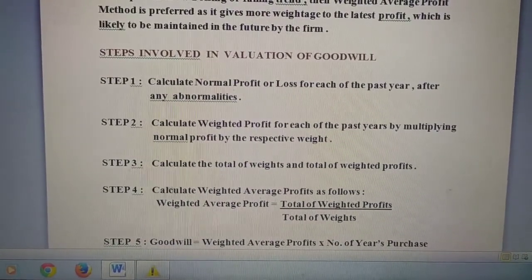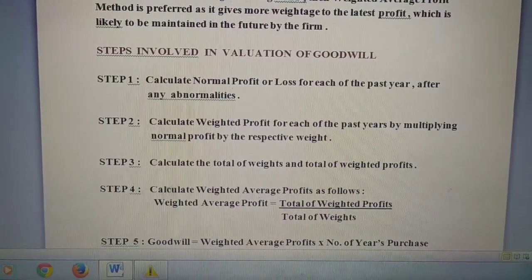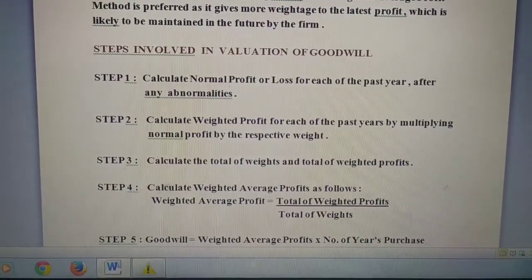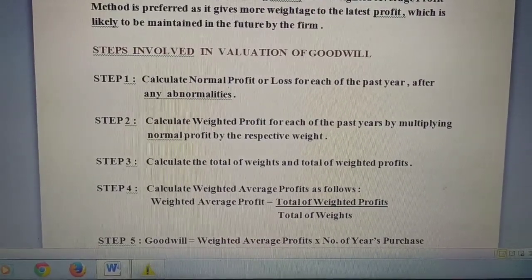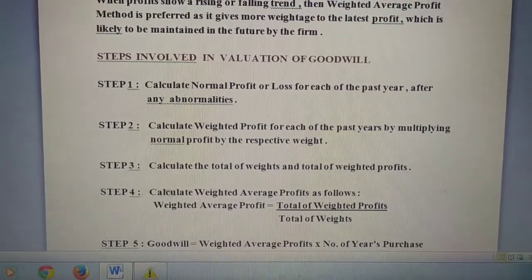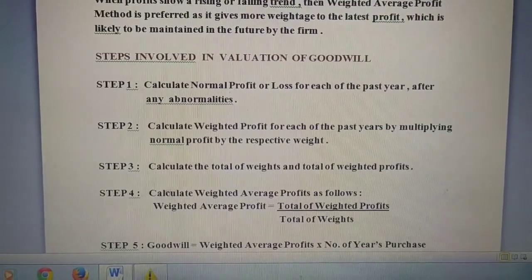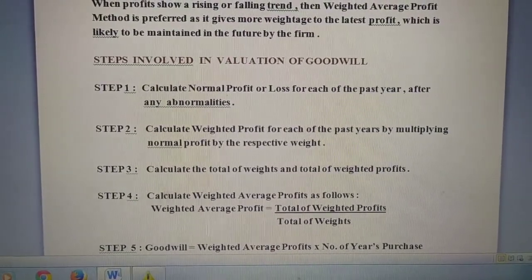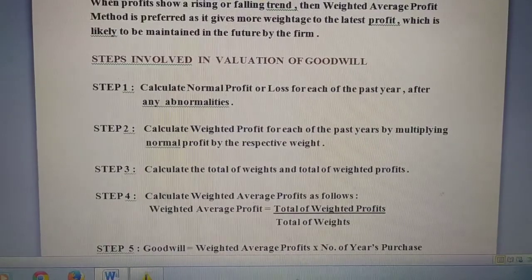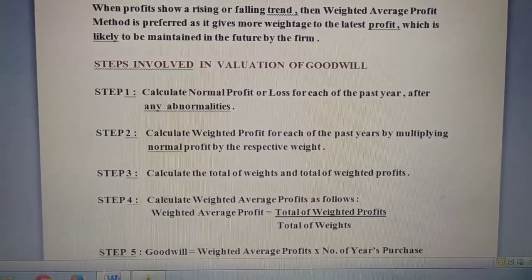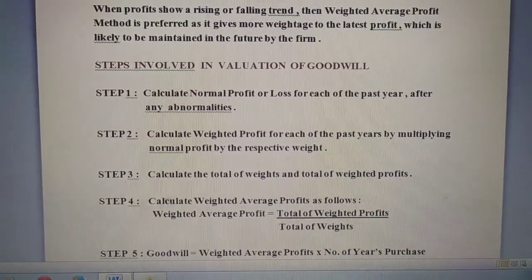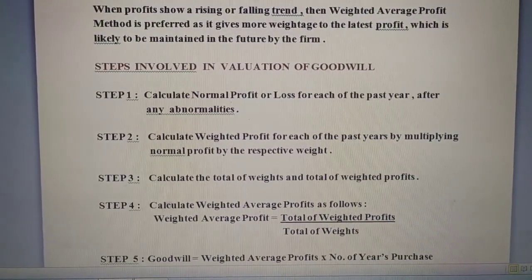In step 1, we will calculate the normal profit or loss for each of the past years after adjusting for any abnormalities. Abnormalities we have discussed in the previous video. We are talking about abnormal losses or abnormal income. As you know, all abnormal losses are to be added and abnormal income is to be subtracted while calculating normal profit of the business.